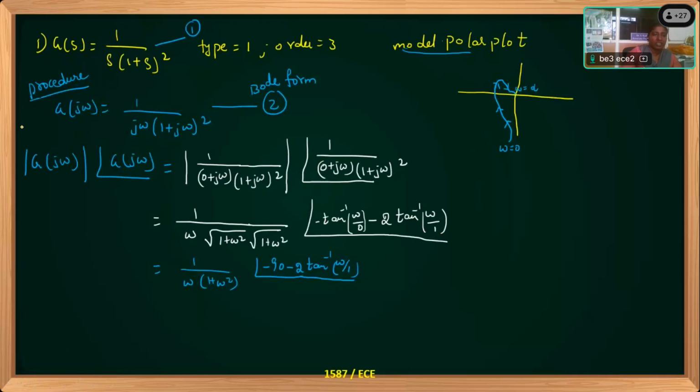So step number 1 is Bode form. Step number 2 is magnitude and phase angle calculation. Now I am going with step number 3.